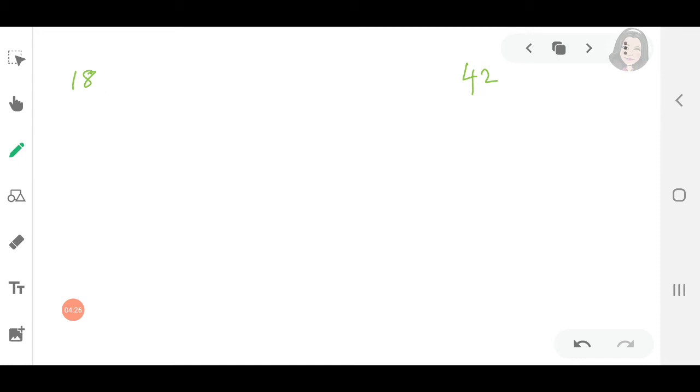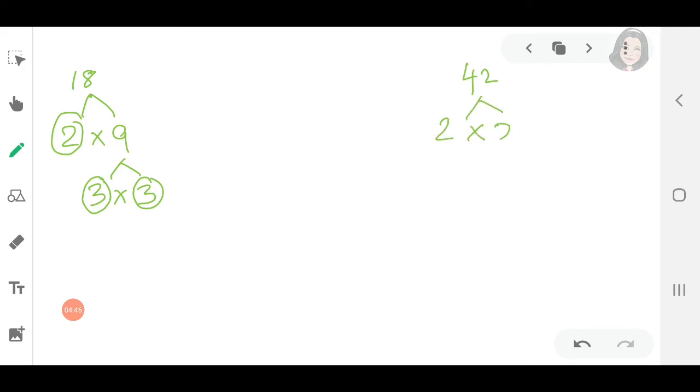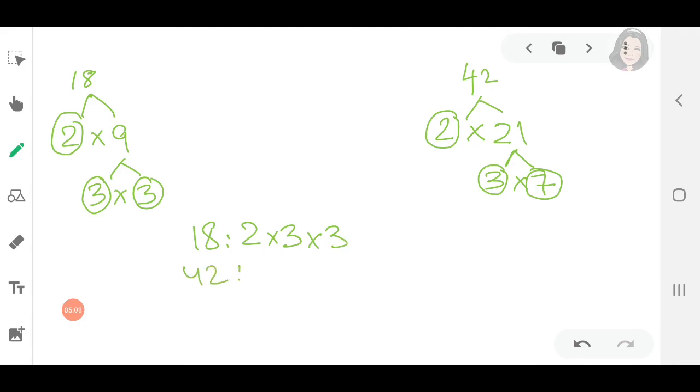Now the last example, 18 and 42. 18 is 2 times 9. 2 is a prime number, so I circle it. 9 is not prime because it's 3 times 3. These two 3's are prime numbers. Let's go to 42. 42 can be 2 multiplied by 21. Now 2 is prime, but 21 can be 3 multiplied by 7. 3 is prime, 7 is prime. So 18 is 2 times 3 times 3. 42 is 2 times 3 times 7.